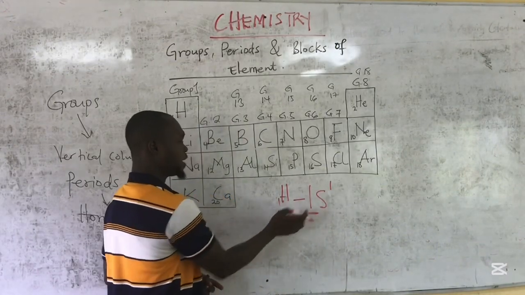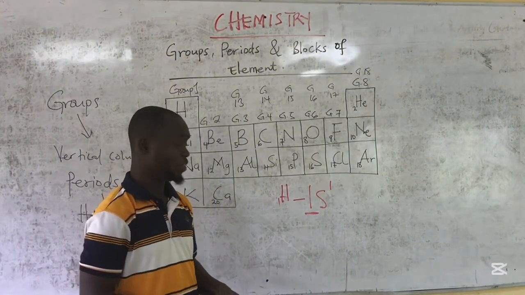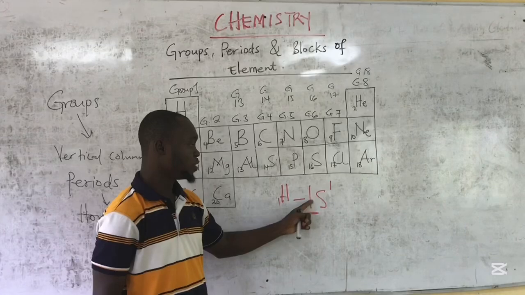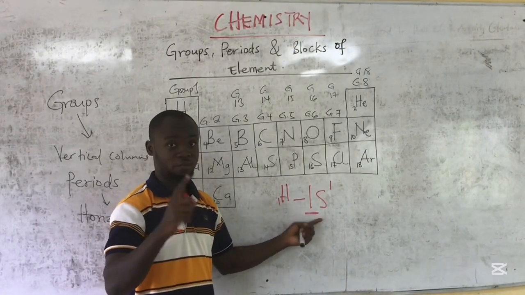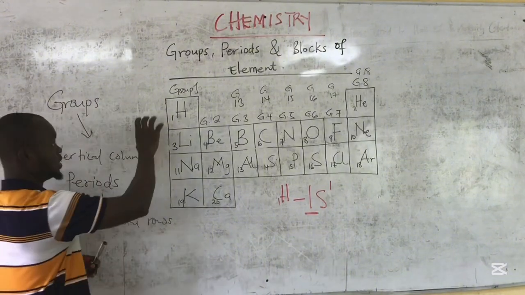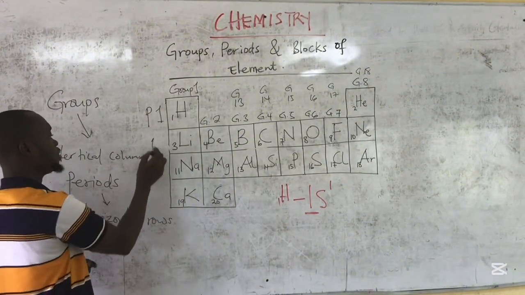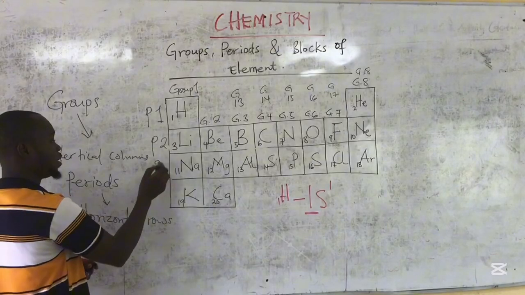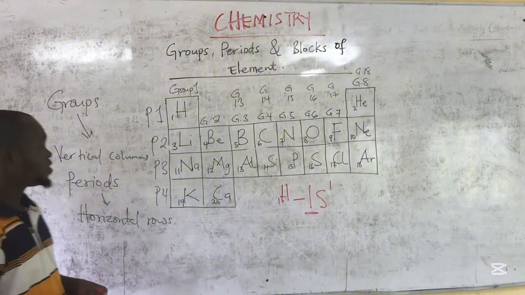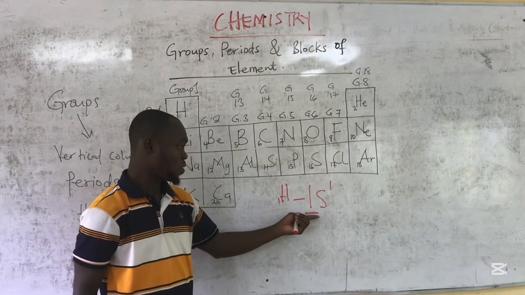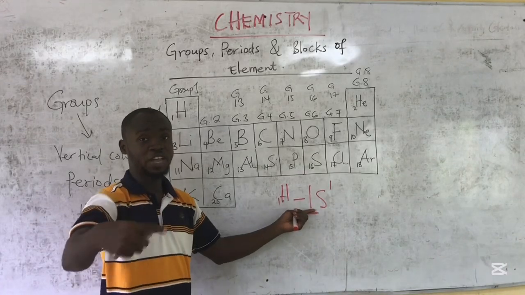The principal quantum number here, or the shell, indicates the period of hydrogen. And the principal quantum number here is 1. So it indicates that hydrogen is in period 1. Is that okay? So now let's look at the periods. The first one here is called period 1. So this is P1. This becomes P2, that is period 2. This is P3. This is P4. Is that okay? So hydrogen, the first number, that is the principal quantum number, represents the period of that element.